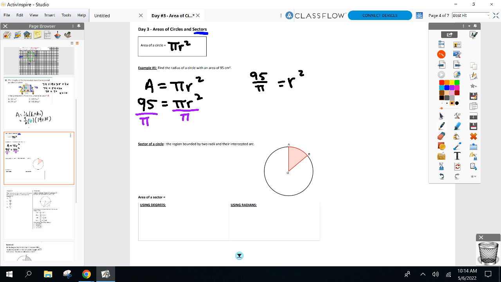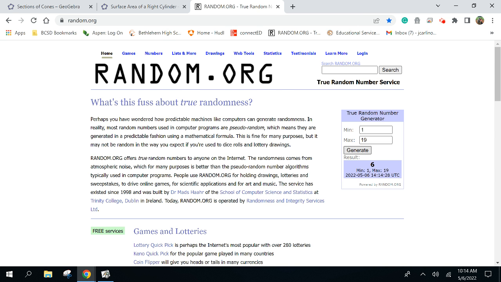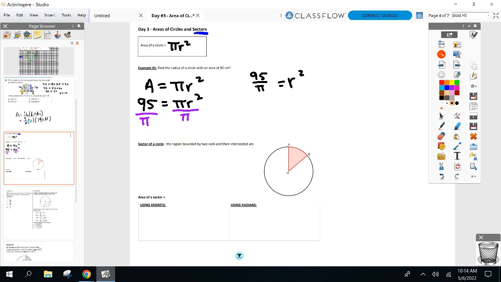And then what's my final step here to solve for the radius? There you go, square root of both sides. So take that number in your calculator. Hopefully you haven't cleared it out. Take the square root of it.